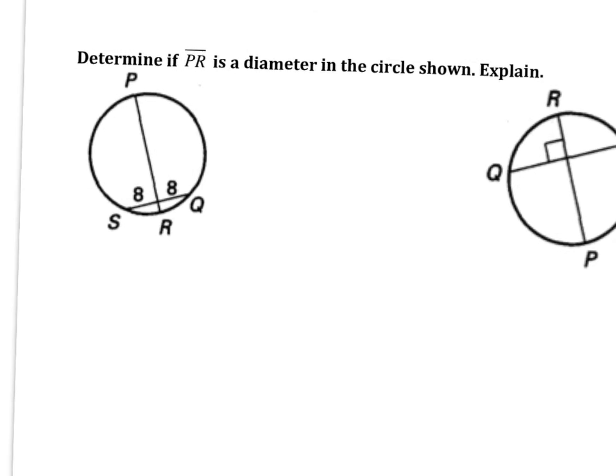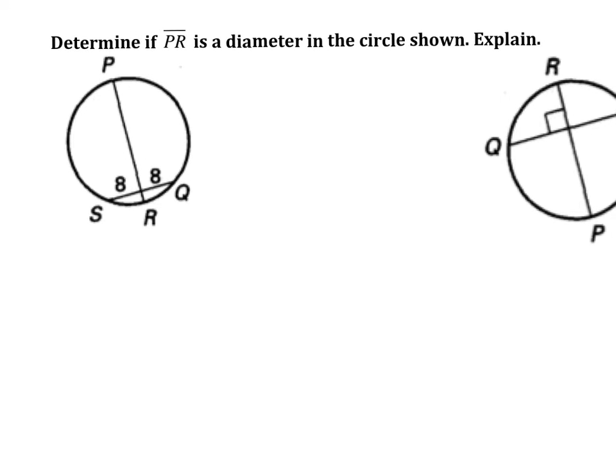Okay? All right, so one of the theorems that we learned today dealt with the idea that if, determine if PR is the diameter. Okay? So if you recall, I said there's 3 things that you need, and you need 2 out of the 3 to assume the third. What were the 3 things? Diameter, bisect, perpendicular.